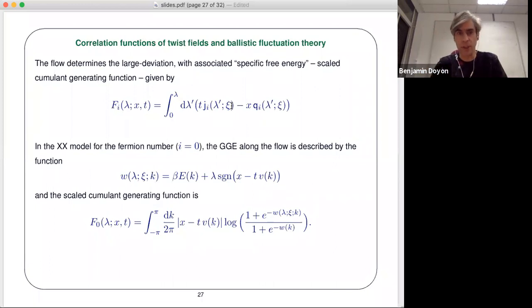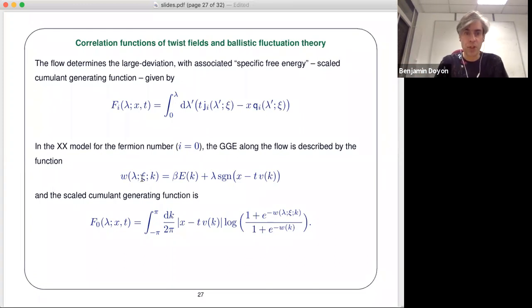This is it. This is what we have derived, and that should be valid for any hydrodynamic system, as long as you know what the conserved quantities are, so what the GGE is and all that, so chaotic or integrable or whatever. Okay. In the XX model, if we take for the Fermi number I equals 0, then actually it's very simple. This formula simplifies quite a lot.